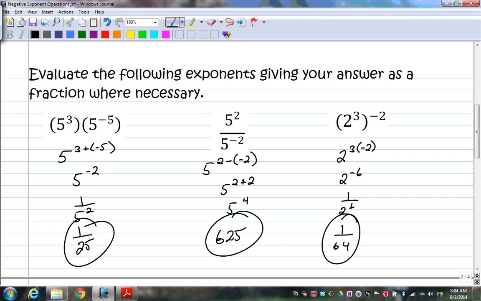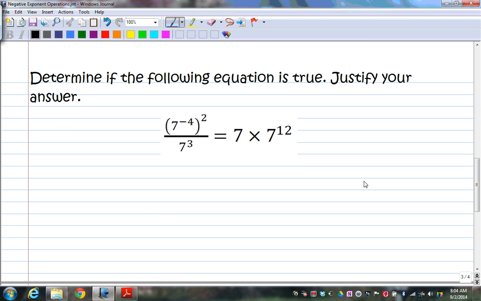Cool? Moving on. Here, determine if the following equation is true, and justify your answer. So in other words, what they want you to do is figure out what the left side is equal to, figure out what the right side is equal to, and see if they're the same thing. And if they are, then it's true. And when you've figured it out, that's justifying it. So what I always do is I start with the easiest side first. And this is the easiest side.